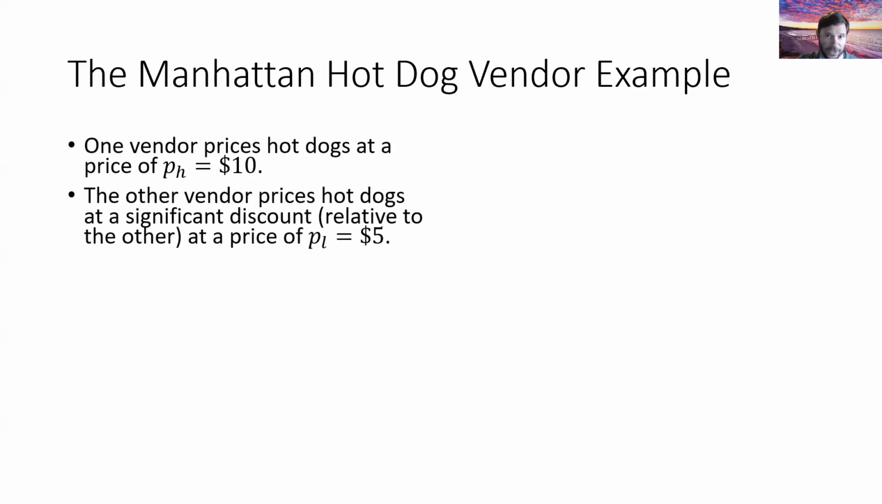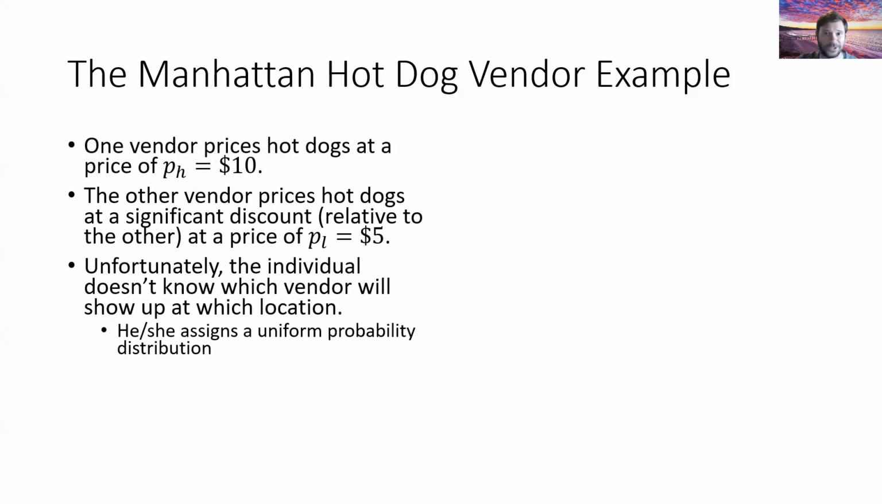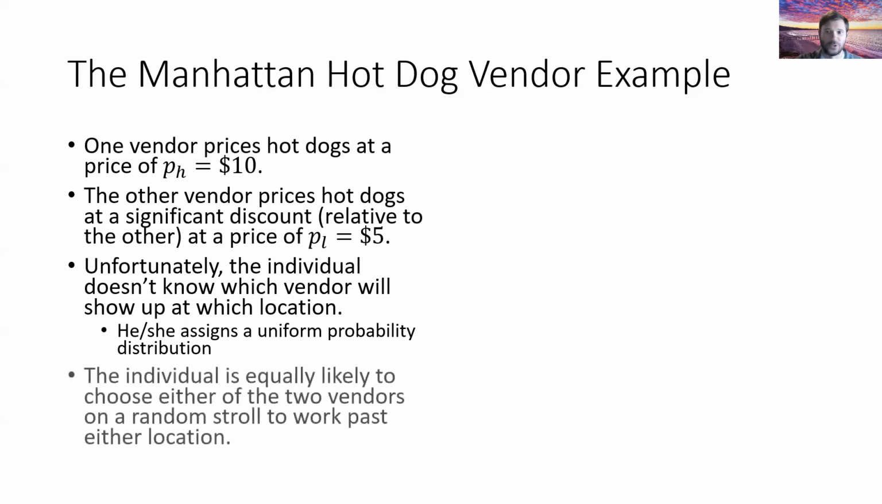And unfortunately, the fundamental uncertainty that we face as the individual that we're empathizing with in this situation is we do not know which vendor is going to show up at which of the 2 locations. And because of that, we basically just assume it's going to be a coin toss, meaning the individual, us, if we're empathizing with them, is equally likely to choose either of the 2 vendors on a random stroll to work past either location.